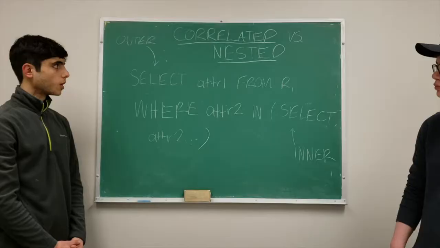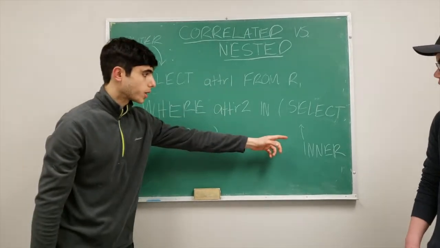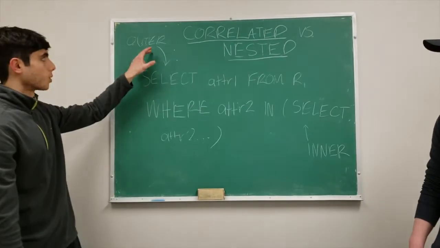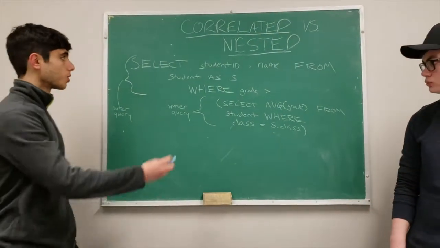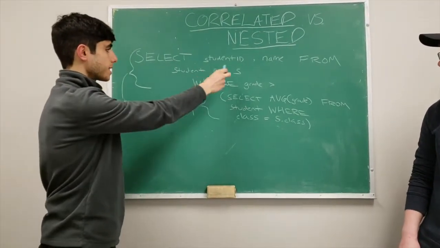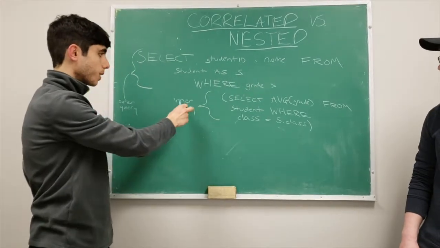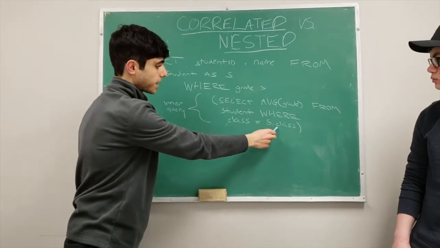But why does the correlated subquery execute more than once? Well, that's for a simple reason. Because in a correlated query, the inner query references some value in the outer query. Okay, so what if I wanted to return all the students whose grades were greater than the average of all their classmates' grades? Let's look at an example. Here we're looking for the student ID and the name from the student table as S, where the grade is greater than the average grade of all students from that same class.